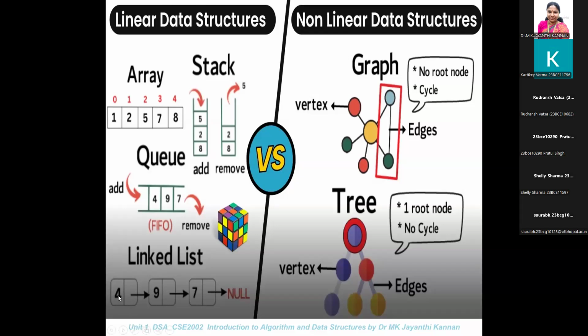Take a linked list also: the first element, second element, each with the element as well as its address. So it is also linear. Array, stack, queue, and linked list come under linear data structures.